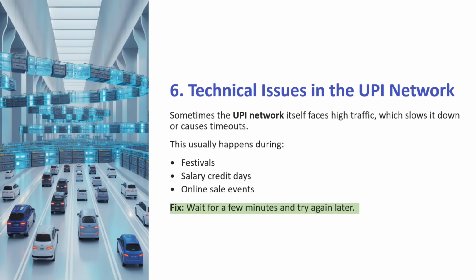Sixth one is technical issues in the UPI network. Sometimes the UPI network itself faces high traffic, which slows it down or causes timeouts. This usually happens during festivals, salary credit days, and online sale events. The fix is to wait for a few minutes and try again later.